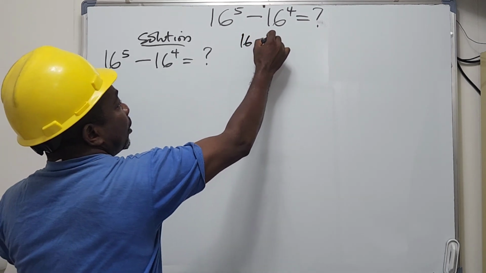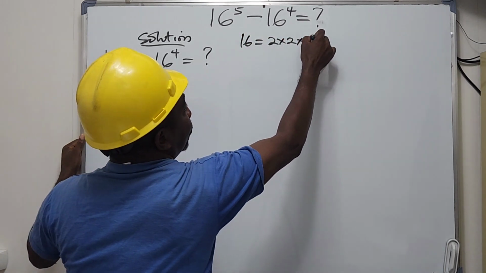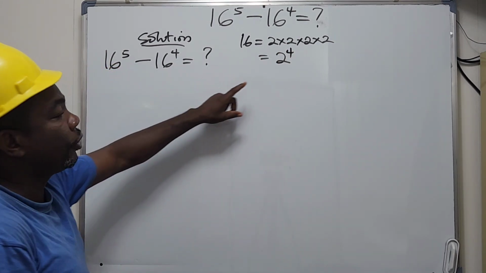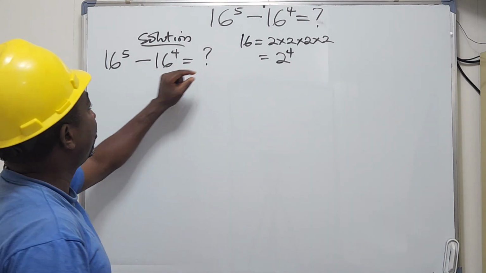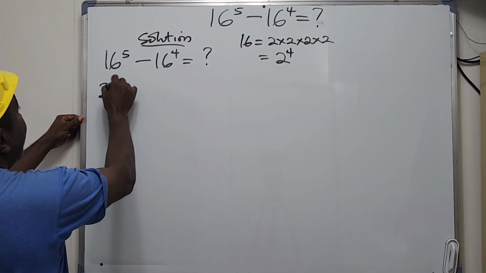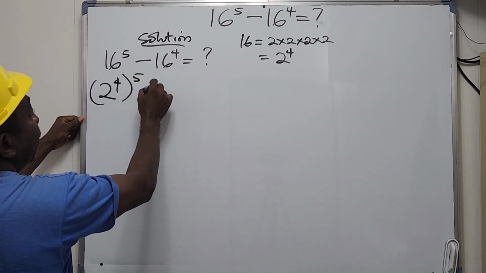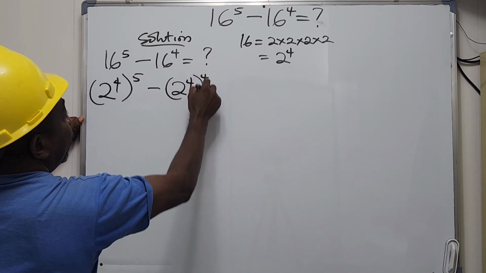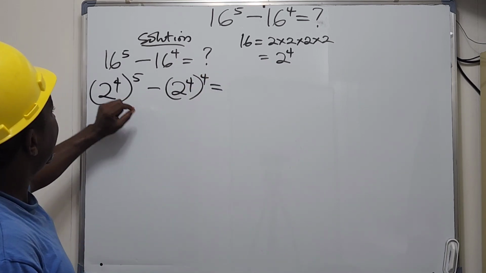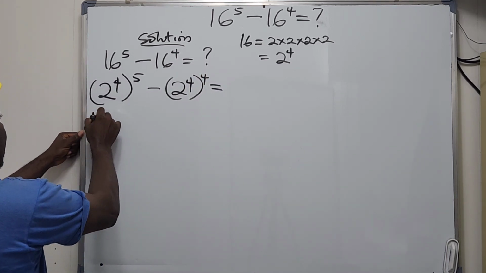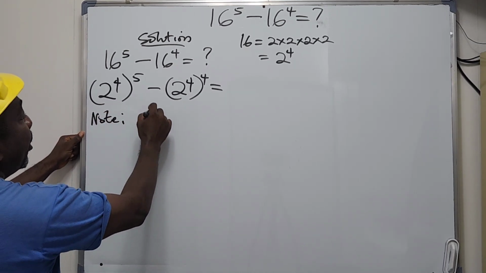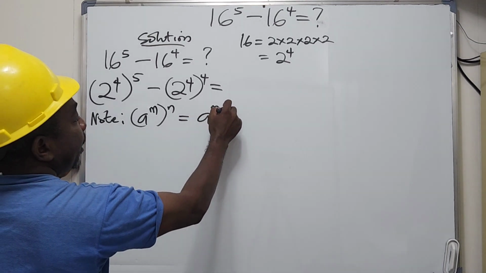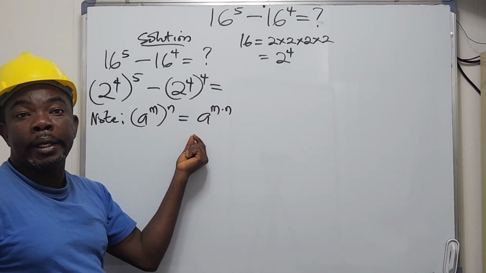16 is the same thing as 2 times 2 times 2 times 2. That means it equals 2 to the power of 4. So we are going to substitute 2 to the power of 4 in the place of 16. So we have here 2 to the power of 4 all to the power of 5 minus, in the place of there we have 2 to the power of 4 all to the power of 4 equals to. Then here we recall a law that says when we have a to the power of m all to the power of n is the same thing as a to the power of m times n. We can multiply the powers.